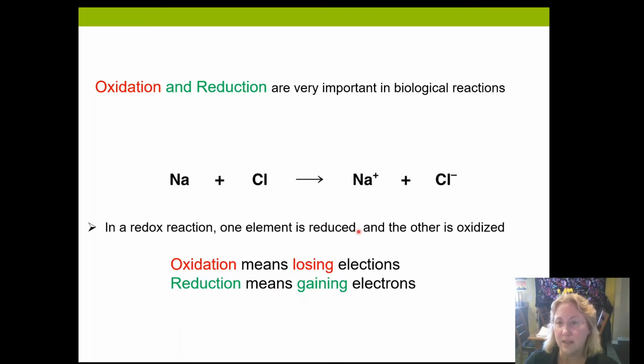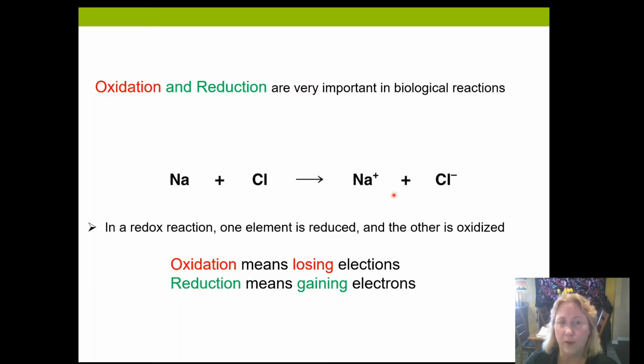And it's easy to see what's happening when there's an electron actually moving, as in the case when sodium and chlorine react to form sodium chloride salt. We actually have sodium losing an electron and becoming positively charged, and chlorine gaining an electron and becoming chloride ion. So oxidation means losing. The thing that gets oxidized is whatever lost an electron. Reduction means gaining. The thing that gained an electron is what was reduced.